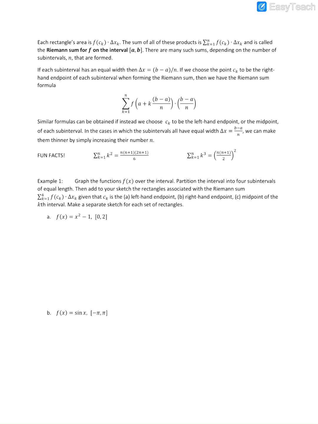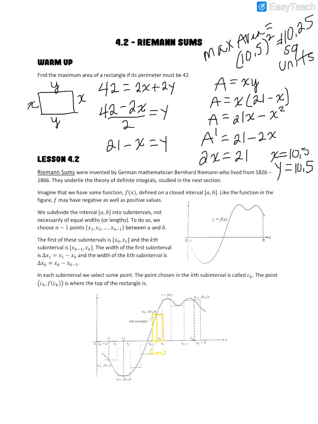The sum of all these products is the summation from k equals 1 to n of f of c sub k times the change in x sub k. So basically, it's just saying, hey, find the area of every single one of these rectangles and add them up. It is called the Riemann sum for f on the interval a to b. There are many such sums depending on the number of subintervals n that are formed. Okay, so the point of all of this is we are trying to find an estimation for the area under this curve. We're trying to figure this out, okay?